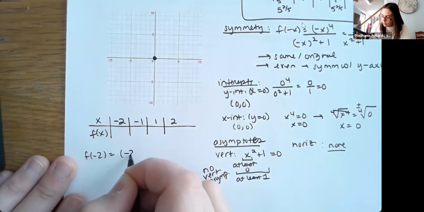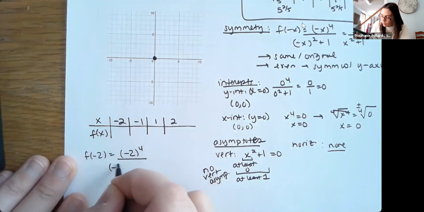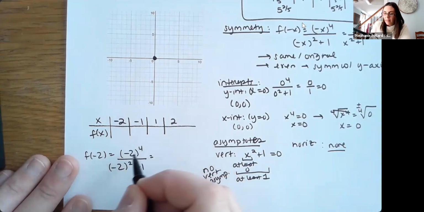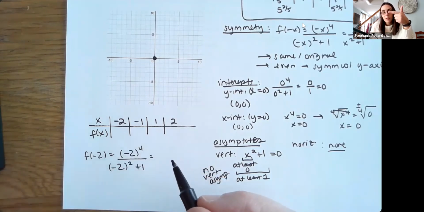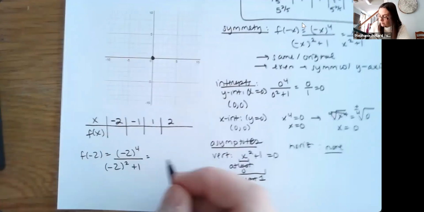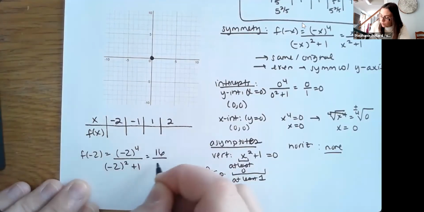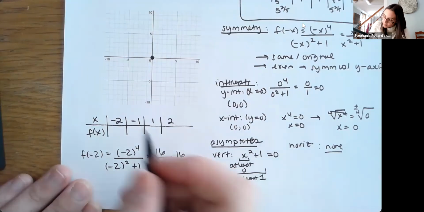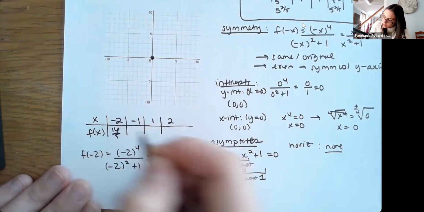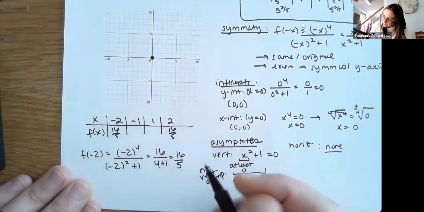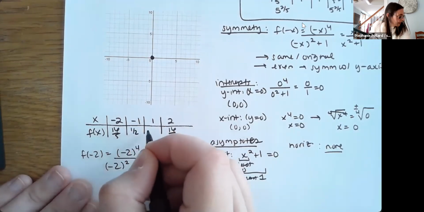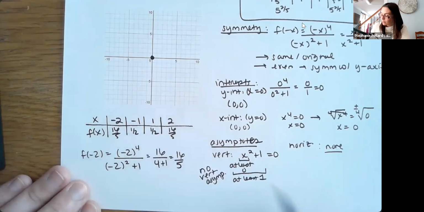You have -2 to the 4th power over -2 squared plus 1. So the negatives will cancel, and then 2 to the 4th power is 2 times 2, which is 4, times 2, which is 8, times 2 again, which is 16. 2 squared is 4, and then I have 16 over 5. So you end up with 16 over 5 for -2, and you also end up with it for +2. When you plug in -1, you end up with 1/2, and then same thing for +1.